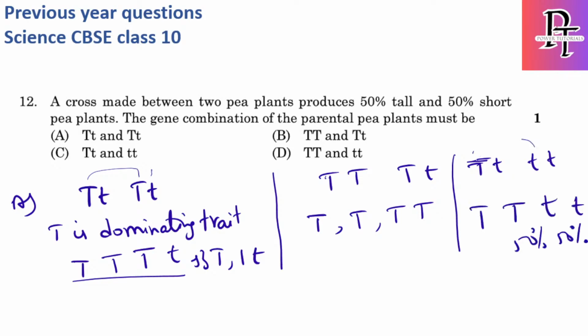Let's see for the last option, TT and small t small t. If I take capital T with small t, capital T with small t, capital T with small t, capital T with small t, all four are capital T, similar to the B case. But for the C case, you can see we got 2 as capital T and 2 as small t. Hence C is the right answer.